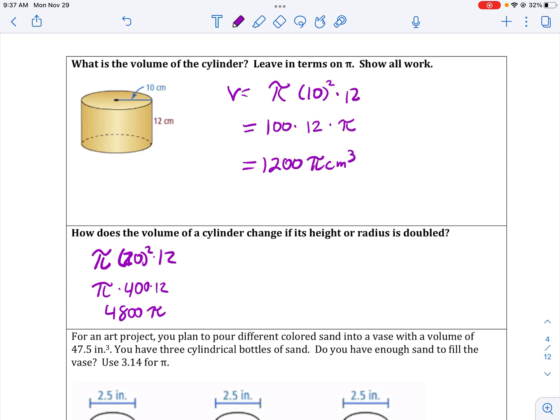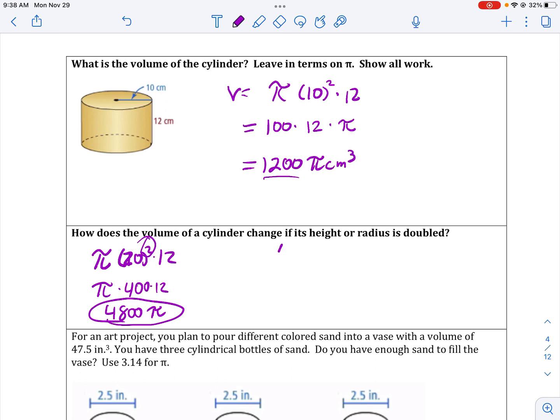So if you look at the radius, when the radius is doubled compared to when it's not doubled, it is 4 times the amount. Okay, so we doubled the radius, so times 2, well, that's times 2 squared because we have to square our radius. So it's actually 4 times larger when your radius is doubled.